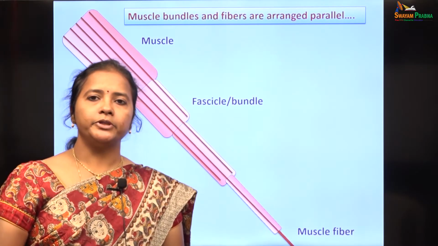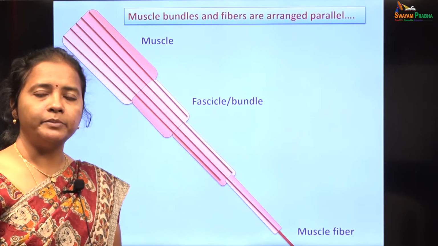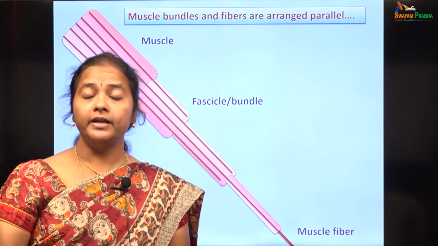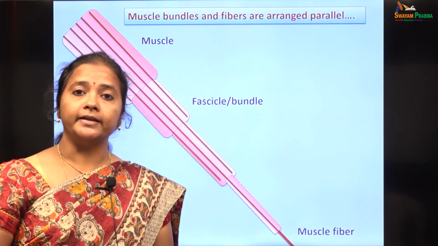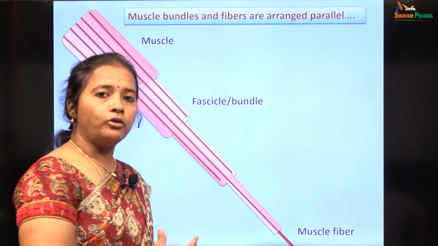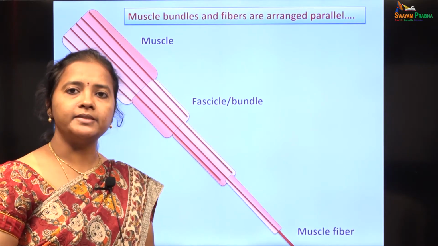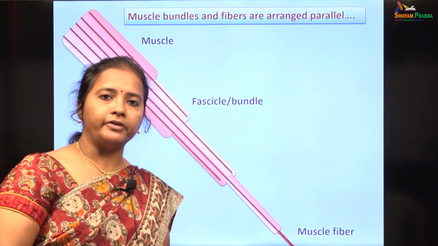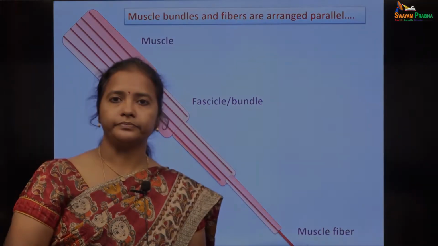So, the relationship between the individual skeletal muscle and the muscle fibers within it is similar to a nerve containing many axons within itself. Similarly here also, in skeletal muscle there are bundles, and within the bundles there are many muscle fibers.